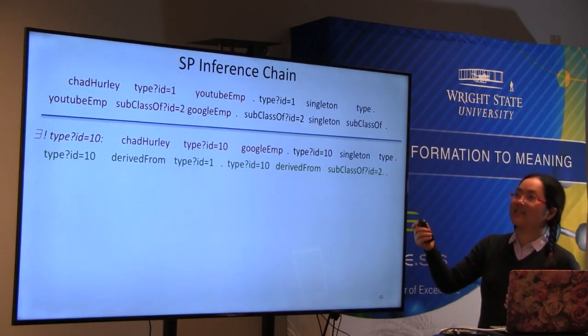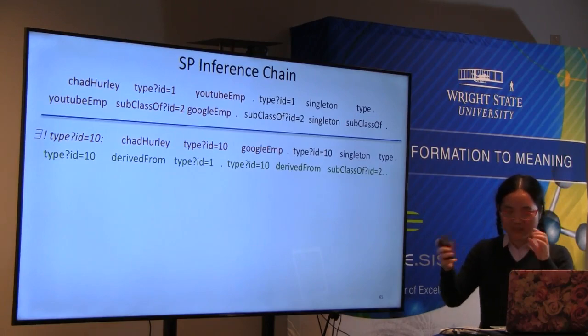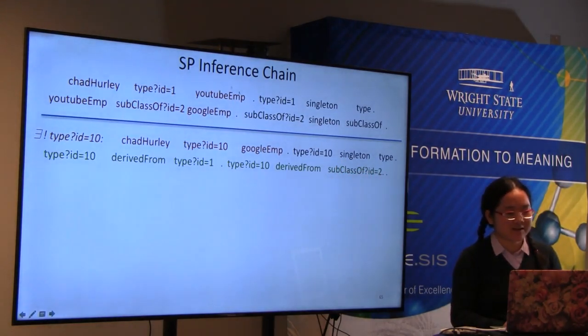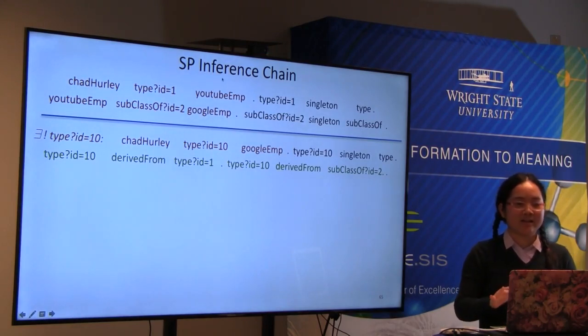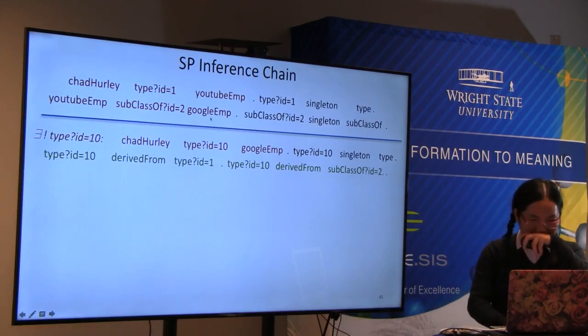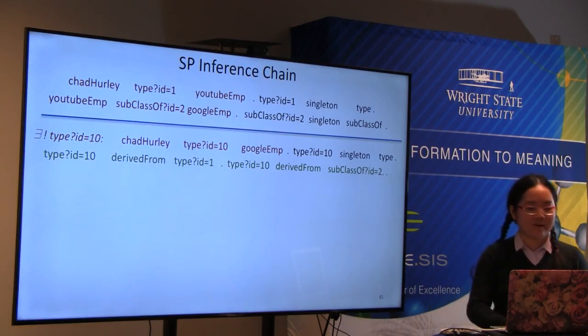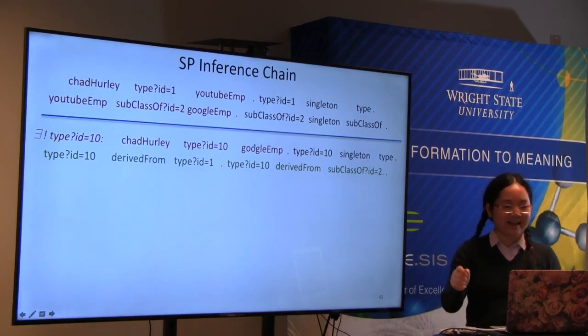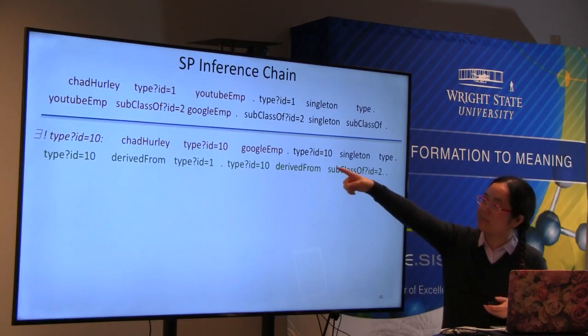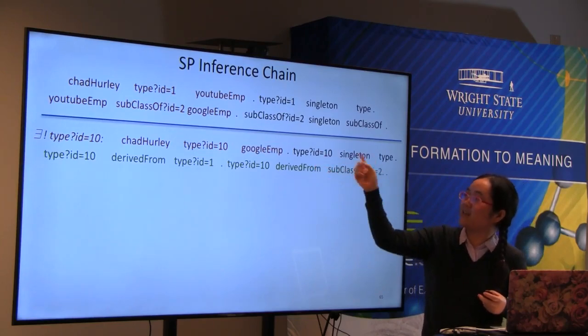So I use the concept of an inference chain. As an example, if you look at the first part, generally type YouTube employee, by using the rule SP3 we say generally type YouTube employee. And the second is YouTube employee subclass of Google employee. This can be derived from SP3. From the two rules, we arrive at generally a type of Google employee. But in order to represent that relationship, we use the extension only one. Type ID in this case, just give it a 10. That says that generally is a type of Google employee and it is a single property.